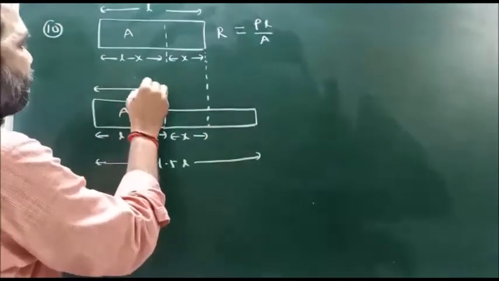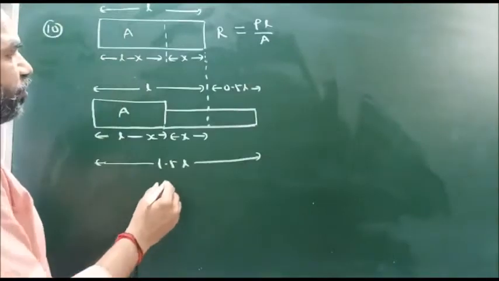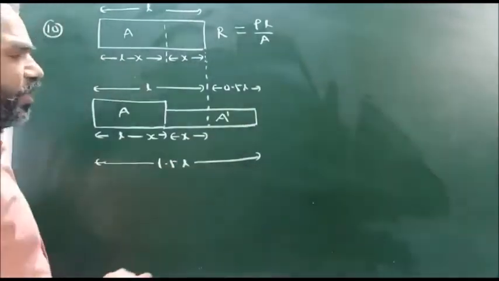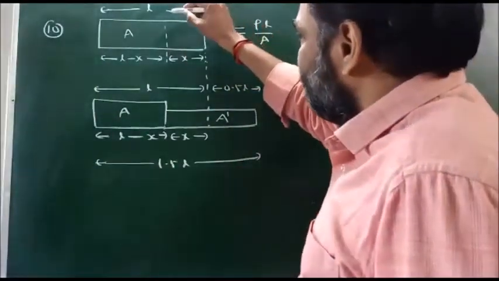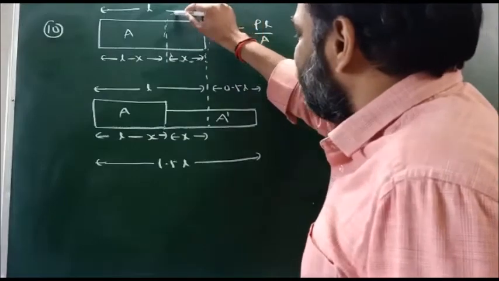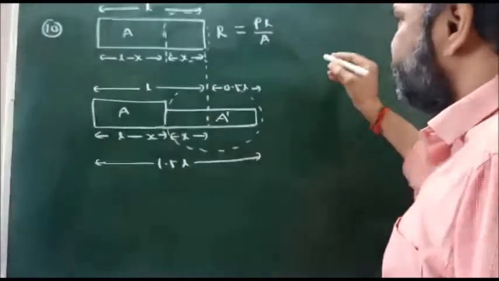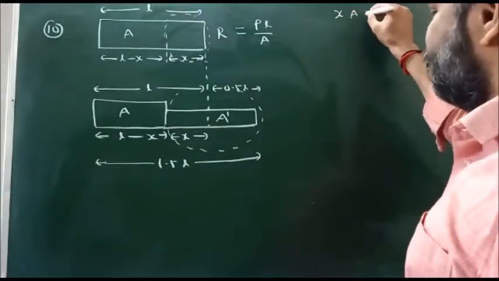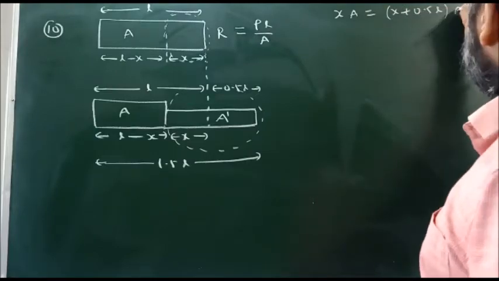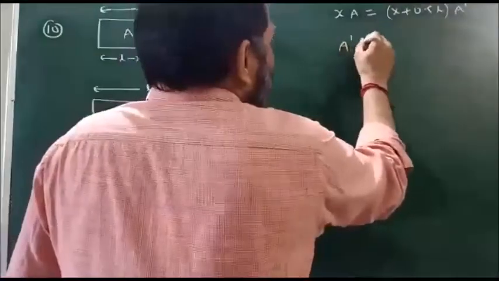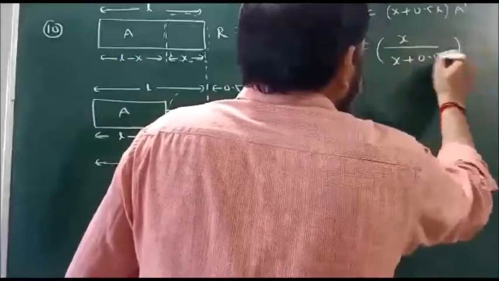Already we know that this length is nothing but L. That's why the remaining length is nothing but 0.5 L. In this case, let the area of the stretched part be A dash. Clearly, the volume of this x length of the part and the volume of this stretched length of the part must be the same. That's why we can write x into A is equal to (x plus 0.5 L) into A dash. From this, the area of the stretched part, A dash, is equal to x by (x plus 0.5 L) into A.